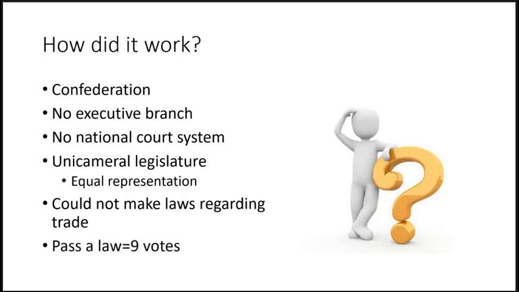Some other issues, too, is that in order to pass a law, you needed 9 votes. Now, that's a lot. 9 is not that much, but there's 13 states. So, the thing that I like to emphasize in class is just on how difficult they made it. The percentage of 9 out of 13 is actually higher than it is to overturn a presidential veto, which is 2/3.